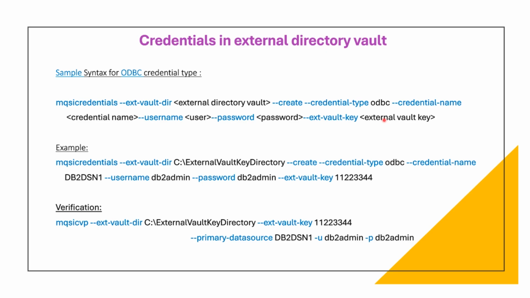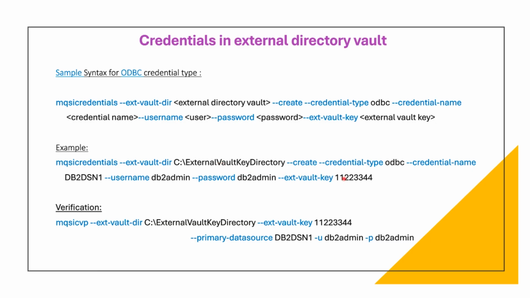We are working on the external directory vault. Here is the example. mqsicredentials, external directory vault, this is the directory, --create, then credential type ODBC, credential name. I am giving this name db2dsn1, this is the data source name, the username db2admin, and password db2admin, and the ext vault key, this is 11223344, whatever we configured for this external directory vault, you have to give this key here.